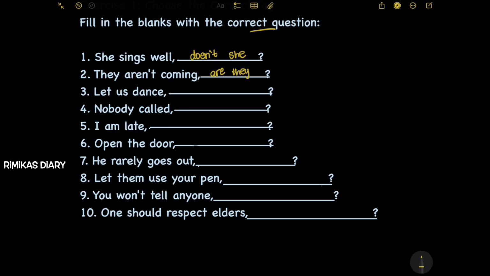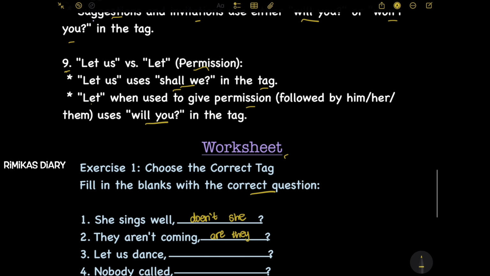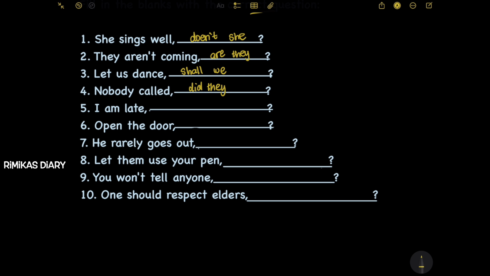Remember, if the statement is positive, then the tag is negative. If the statement is negative, then the tag is positive. Let us dance. Remember, if there's let us, then we should use shall we. Let us dance, shall we? Nobody called, did they? Next, I am late, aren't I?